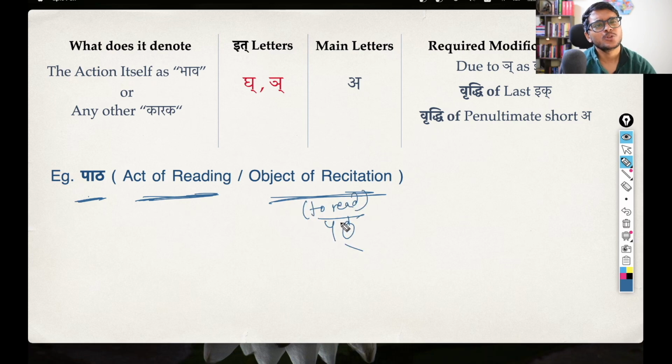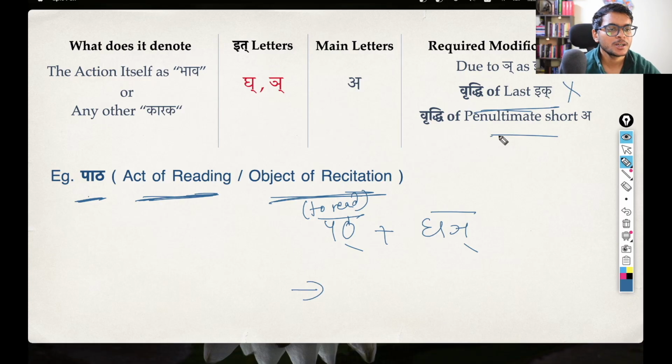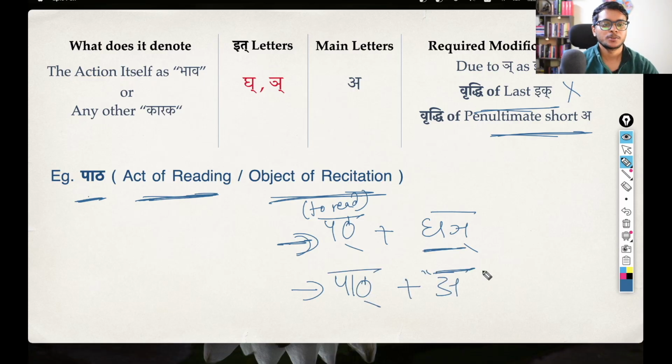Pat dhatu means to read, to recite in that sense, right? And this dhatu is being modified using ghai pratyay. Let us see the modification steps. Vridhi of last ik is not possible because the dhatu is ending with a consonant. Vridhi of penultimate short a. This is possible. And due to this, the hrasva a in this pat will change into the dirgha a because the vridhi will happen. So pat changes into paat. From this ghai pratyay, we get this a. We simply combine them together. We get this pada patha.